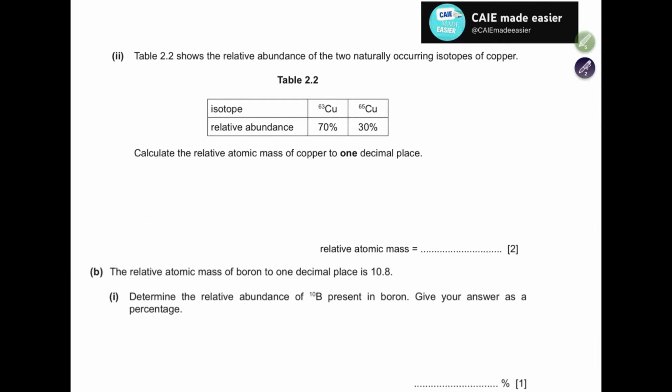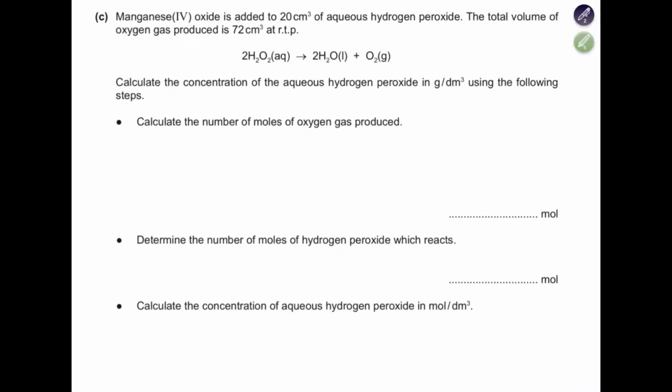Table 2.2 shows the relative abundance of 2 naturally occurring isotopes of copper. Calculate the relative atomic mass of copper to 1 decimal place. Alright, so that is going to be 63 multiplied by 70 divided by 100 plus 65 times 30 divided by 100. You basically just multiply 63 by 70% and 65 by 30%. And the answer is going to be 63.6.